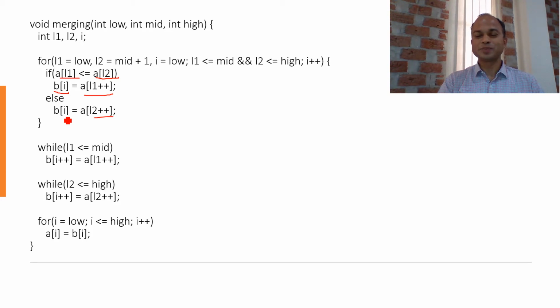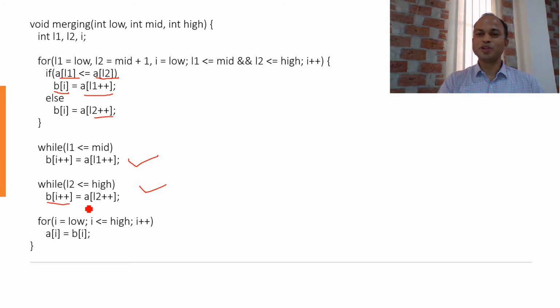After copying the smaller elements, one of the arrays will be finished and a few elements of the second array will be remaining. So what we are doing here, we are copying the remaining elements of the pending array. Say for the first subarray, if a few elements are left, we are using this loop. Say a few elements of the second subarray are left, we are using this loop. So in this way, all the elements are copied into the B array in sorted manner.